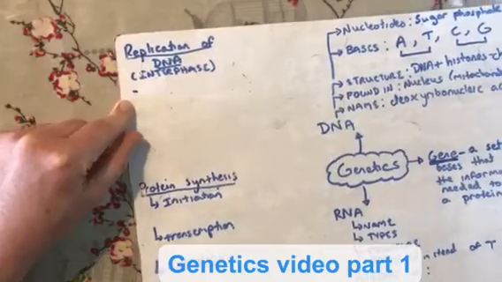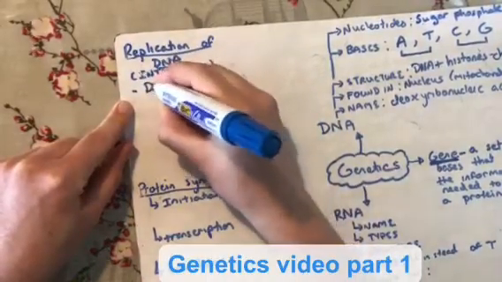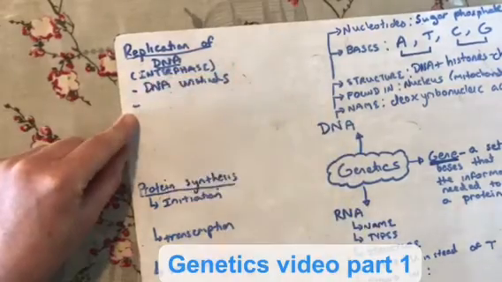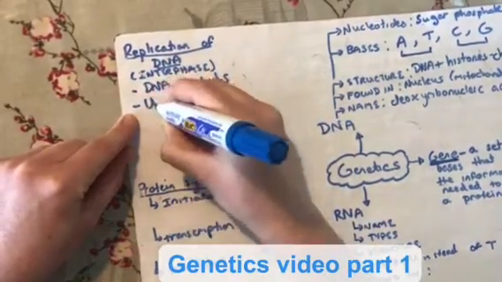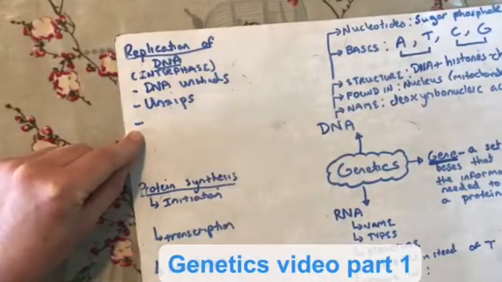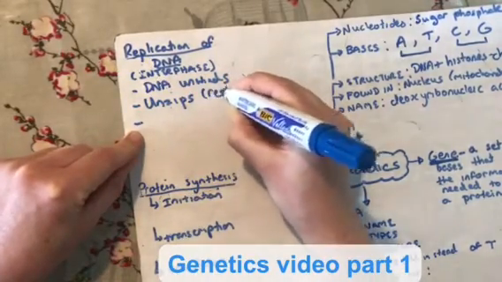Now the steps of replication are the following. DNA unwinds. Remember, it's a double helix, so it becomes straight in structure, okay? It unzips. So those base pairs become broken, and that happens by restriction enzymes.